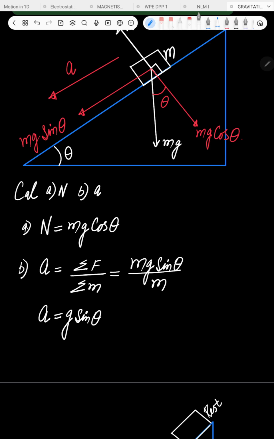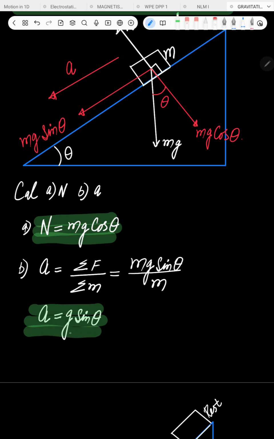So we have two important results here. Number one is the normal reaction. Let me highlight it for you. This is the normal reaction, which is equal to mg cos theta, and result number two is the acceleration of the block, which is g sin theta. I hope that this problem is absolutely clear to you.